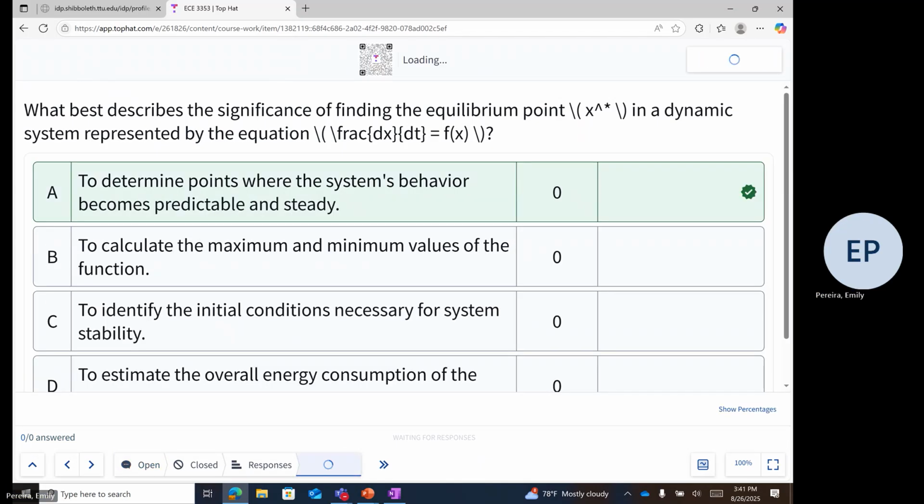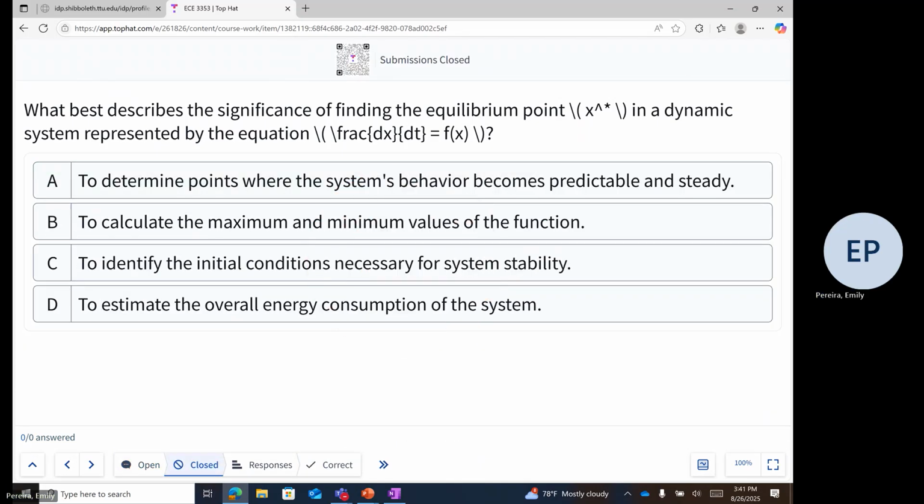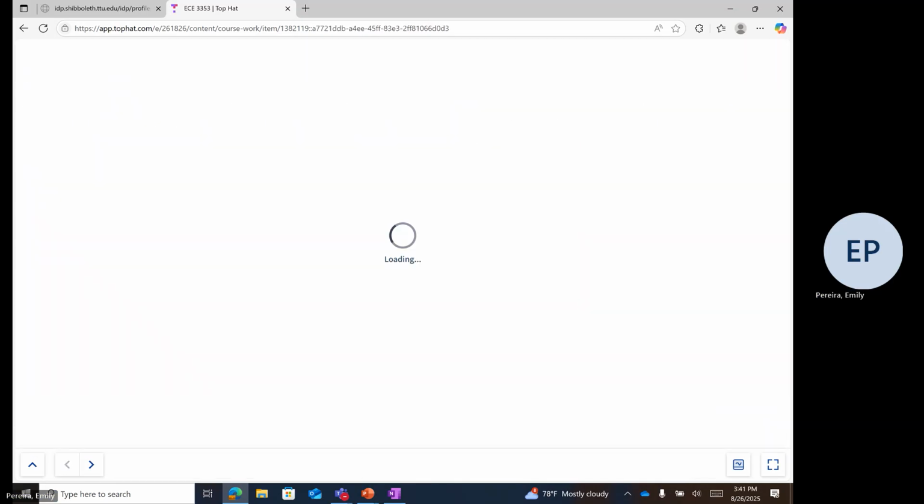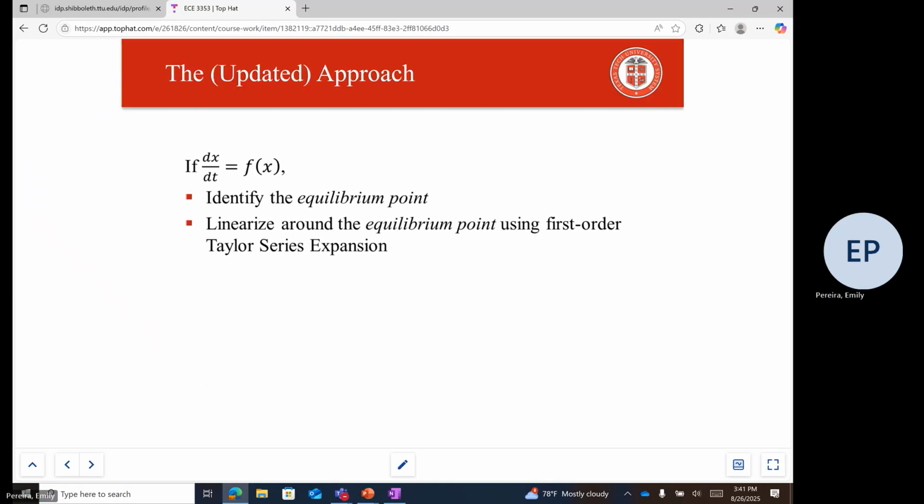So hopefully you chose A. The equilibrium point is going to be this point where the system behavior is reaching a steady state, so that derivative is 0. All right, so again, if we have this relationship where the derivative of x(t) is equal to f(x), then we can identify the equilibrium point and linearize around it using that Taylor series expansion.